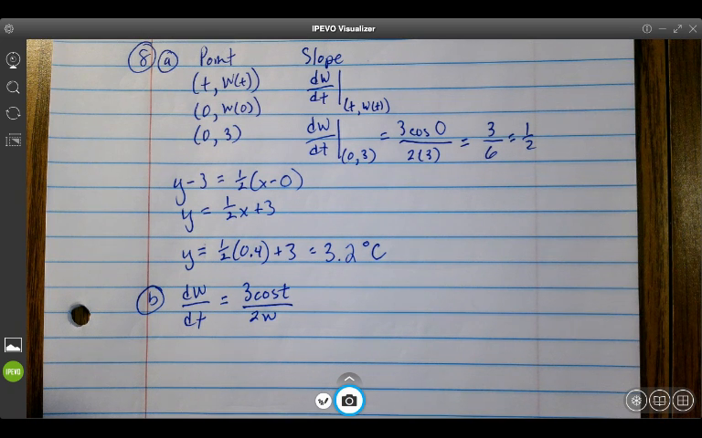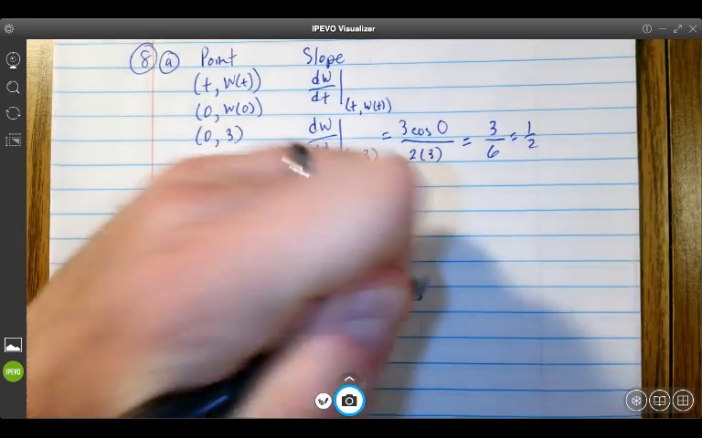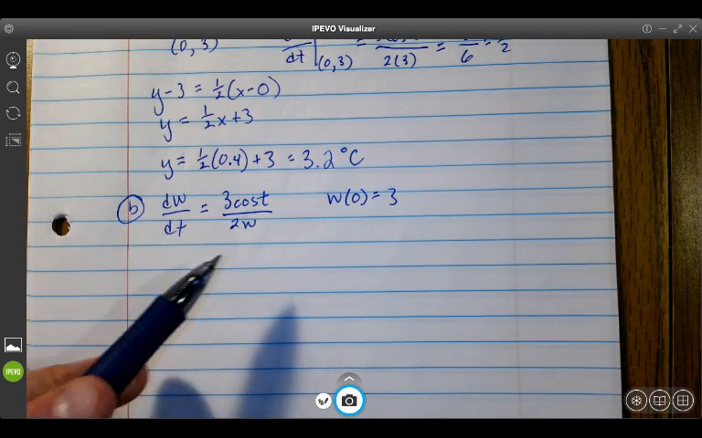All right, so this is for response question 8, part B. It says find y equals w of t, the particular solution to the differential equation with the initial condition that w of 0 equals 3. I'm given this differential equation, dw/dt equals 3 cosine t over 2w.